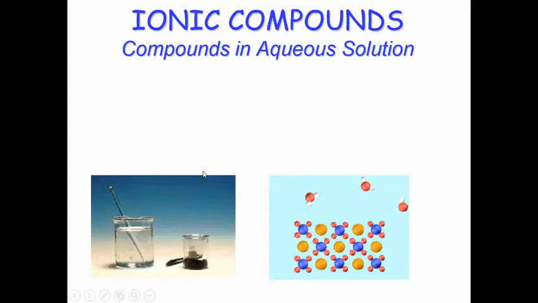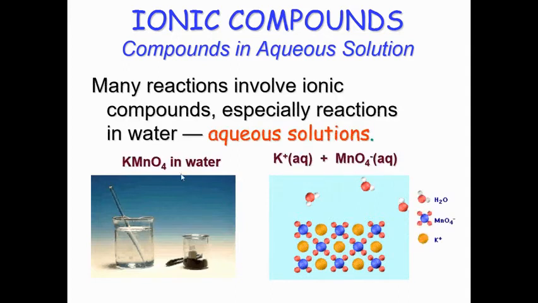Okay? If you have an ionic compound and you put it in water, that's called an aqueous solution because it's dissolved in water. So many reactions involve ionic compounds in water, aqueous solutions, like your double replacement reactions. You need to have your ionic compounds in a solvent, in your water, for the reactions to occur. And why is it that they occur in water but not when they're solids?